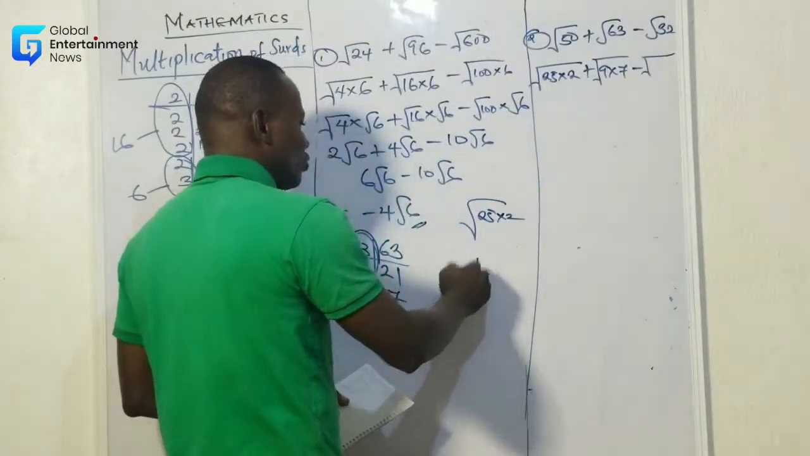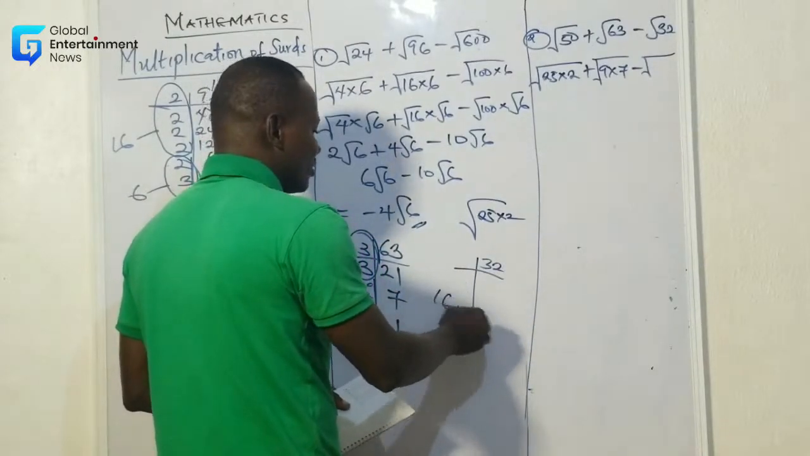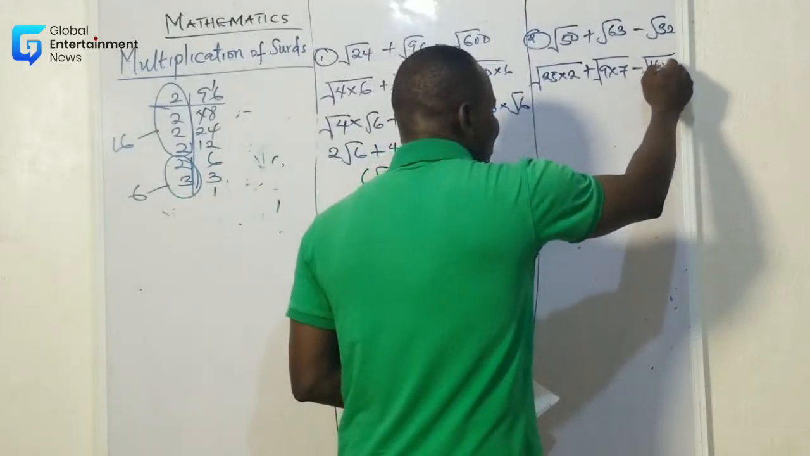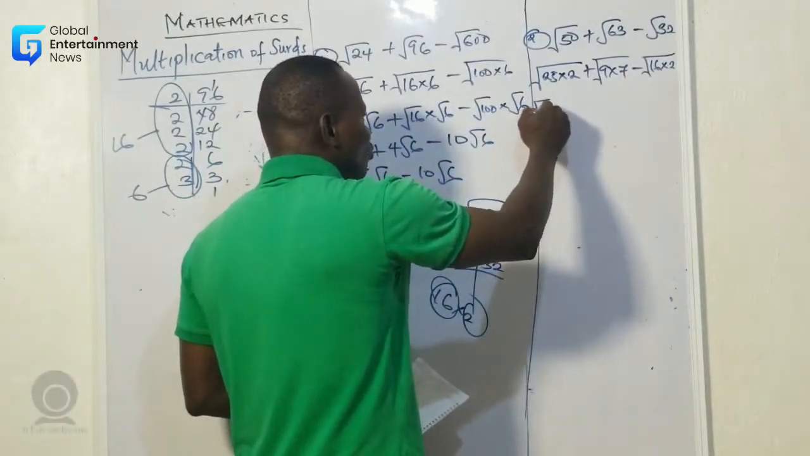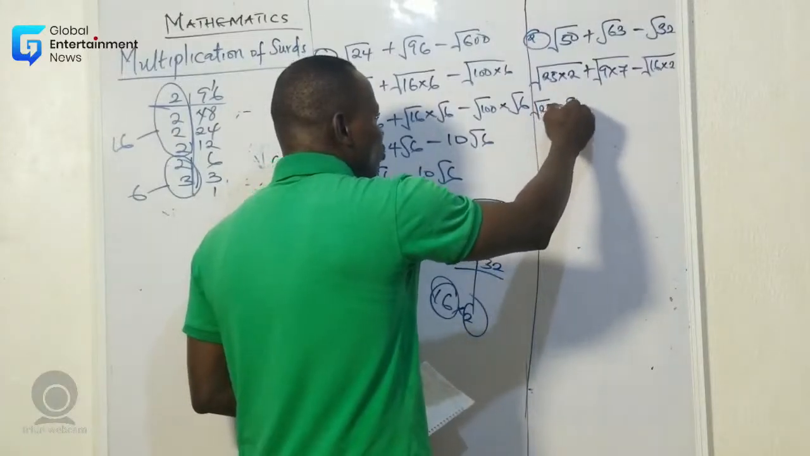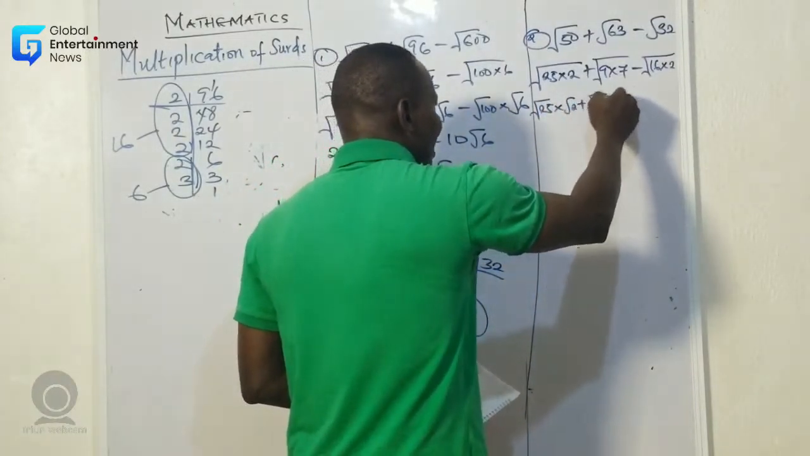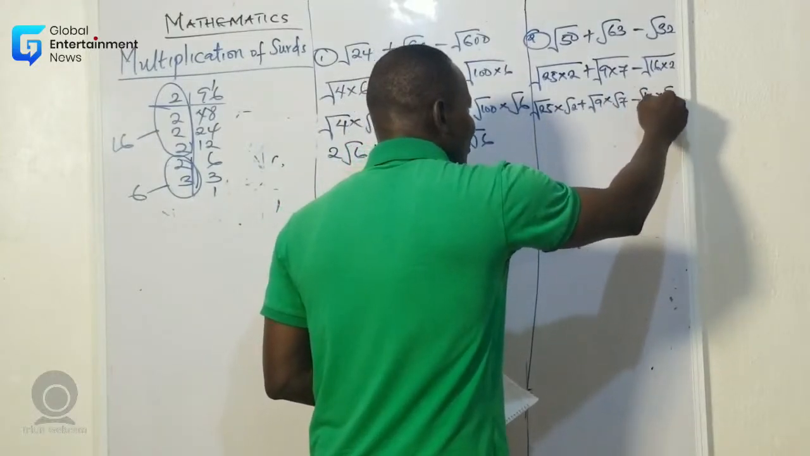That is 32. 32 will give me what? That is 16 times 2. Rational, irrational. So 16 times 2. So what do we have here now? This is the same thing as root 25 times root 2 plus root 9 times root 7 minus root 16 times root 2.